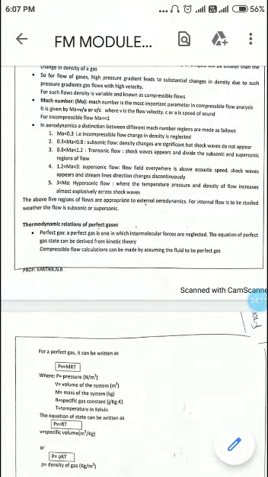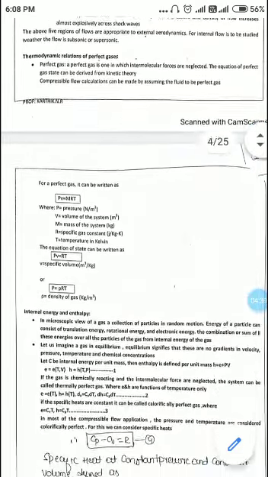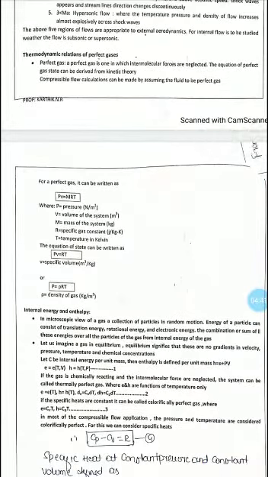Okay, the next heading is thermodynamic relations of perfect gases. A perfect gas is one in which there is no intermolecular force. The intermolecular forces are completely neglected. The equation of state of a perfect gas can be derived from the kinetic theory. The compressible flow calculations are made by assuming the fluid is a perfect gas. Therefore, we know that for a perfect gas, PV = mRT, where P is the pressure, V is the volume, m is the mass of the system, R is the specific gas constant, and T is the temperature.